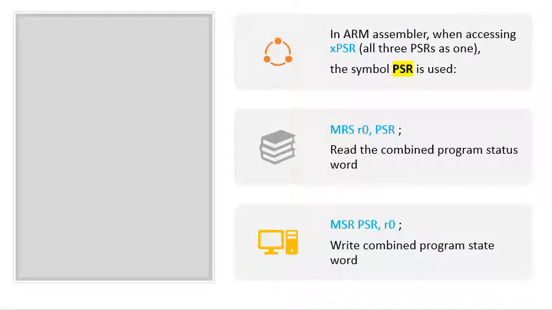Next. In the ARM assembler, when accessing XPSR, that is all three PSRs together, the symbol PSR is used in the program. So we need to use the name or the symbol PSR. The example is given here for read operation and write operation, again by using MRS and MSR instructions.